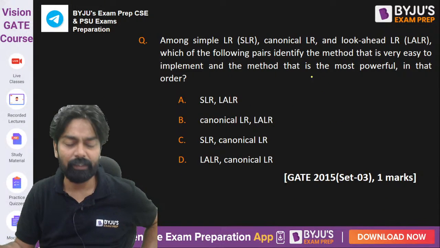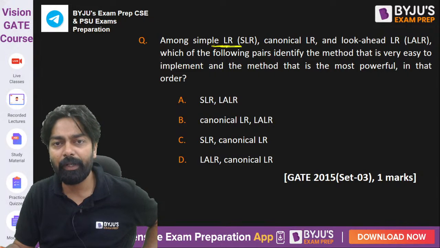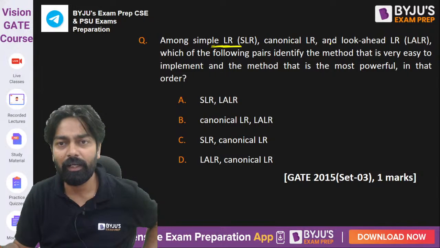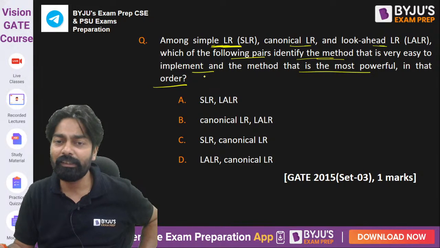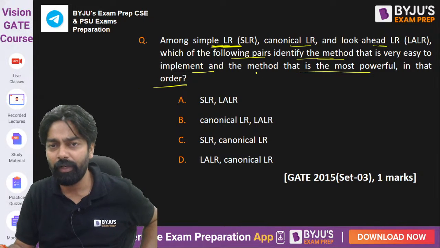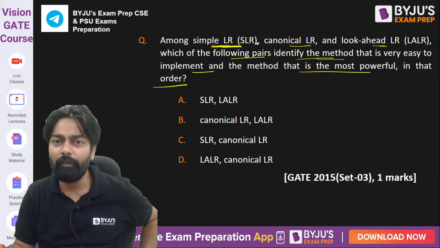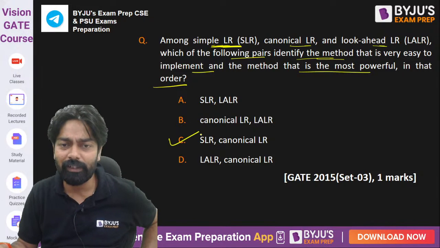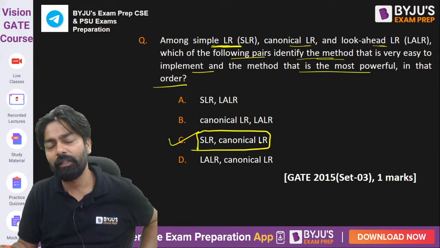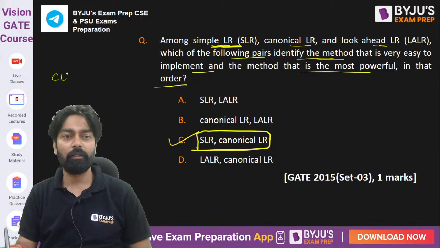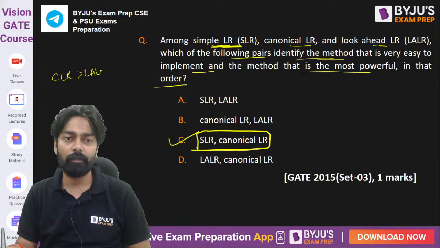Now this question they have asked: among simple LR, SLR, canonical LR, and look ahead LR, which of the following pair identifies the method that is very easy to implement and the method that is most powerful, in that order? I think CLR is more powerful than any other parser. Clearly they are asking here about SLR, canonical LR and look ahead. Among those, SLR is easy to implement. So SLR and canonical LR is the answer. CLR is most powerful, then greater than LALR.